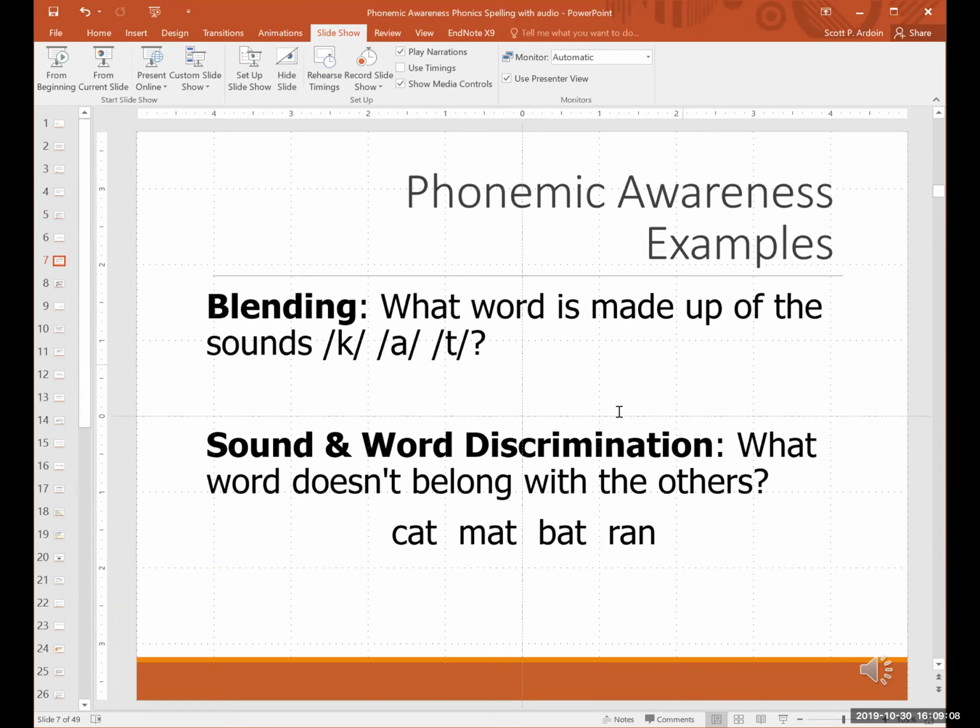All right, so one of the skills that we should work on is blending. So what word is made up of the sounds k, a, t? We say those sounds slowly to students and we get them to blend them together. And that is phonemic awareness.